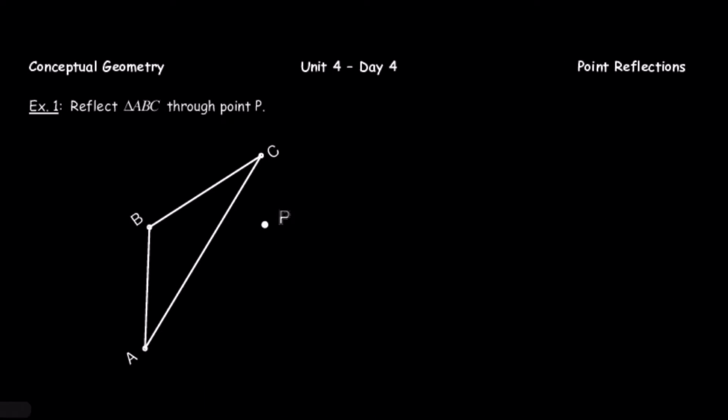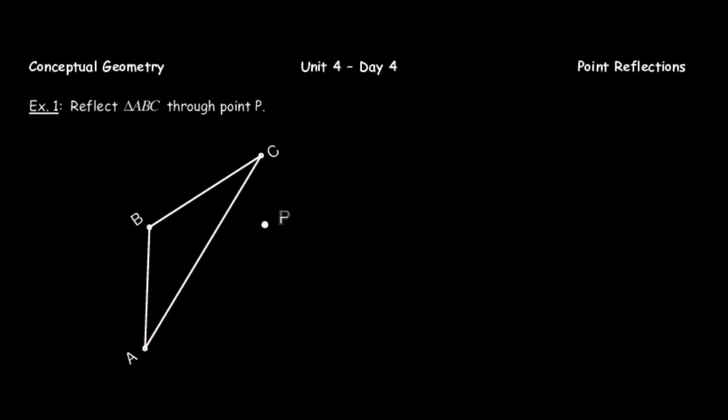All right, first of all, what is a point reflection? A point reflection is when you reflect an object through a point. So our first example today, we are going to take this triangle ABC, and we are going to reflect it through point P. The easiest way to do that is to take each vertex and reflect it through the point.